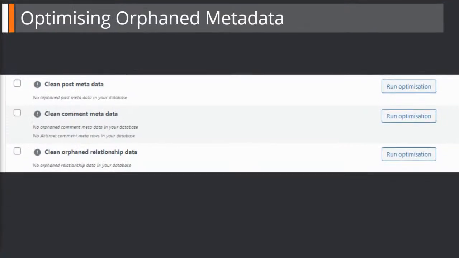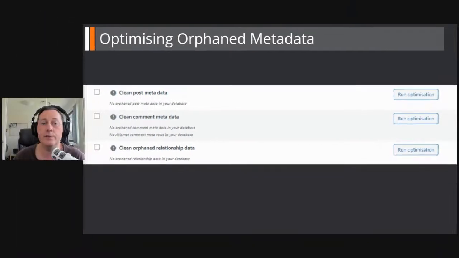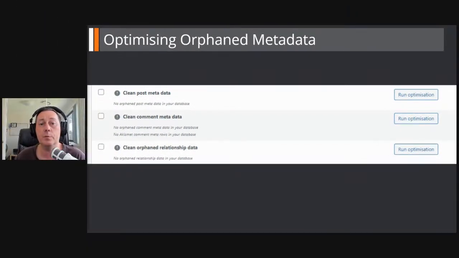Okay, next up, we have optimizing orphaned metadata. Now, you might not have come across this before. WordPress does a pretty good job of tidying up after itself if you delete a post or a page, but things can and do go wrong. Sometimes post meta can be left behind in the database when a parent post is deleted. And that is called orphaned data, or orphaned metadata.